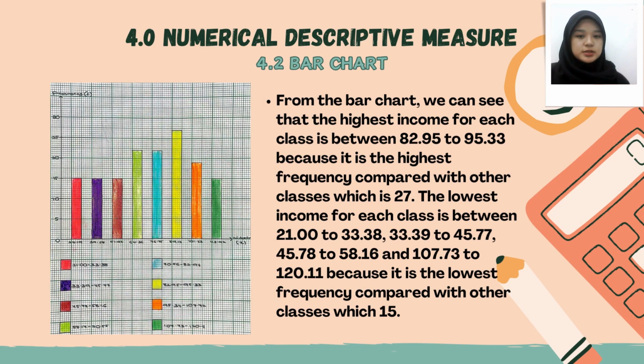Next is the bar chart. So this is the bar chart. From the bar chart, we can see that the highest income for each class is between 82.95 to 95.33 because it is the highest frequency compared with other classes, which is 27. The lowest income for each class is between 21.00 to 33.38, 33.39 to 45.77, 45.78 to 58.16, and 107.73 to 120.11 because it is the lowest frequency compared with other classes, which is 15.